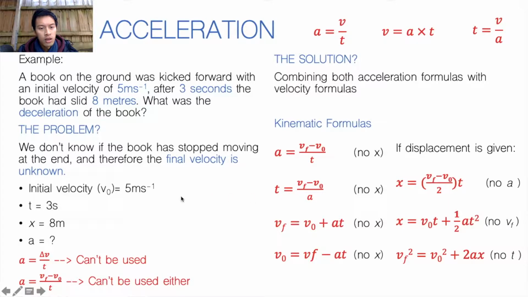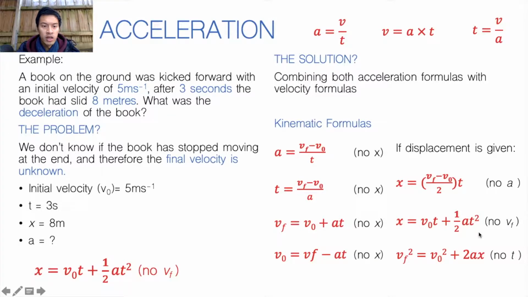But if we look at the variables that are given to us, we're given vo, we're given t, we're given x, and we're asked to calculate a without vf. So the formula that we're using is the one that has no vf here, right? So we're given no vf, we're given x, vo, t, and we have to calculate a, and we can use this formula rearranged to calculate. This is the formula that we would use.